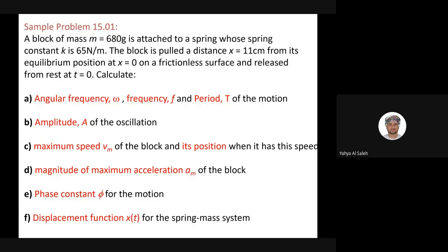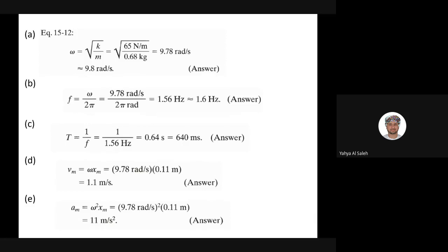Okay. It looks impossible. How can we know so much information from only this? But let's do it. If we want to know the angular velocity, omega is equal to square root k over m. We know k, we know m. We have 9.8 radians per second. We want frequency, we just divide that by 2 pi. We get 1.6 hertz. So the system would go and come back 1.6 times every second. We want the time period, 1 over that. So 0.64 seconds or 640 milliseconds is the time the system takes to go and come back.